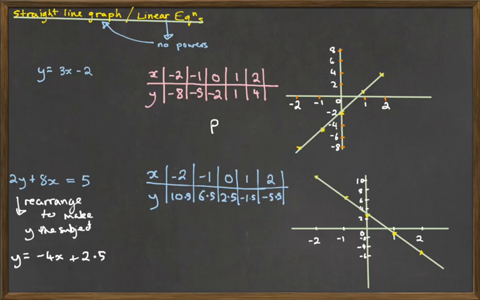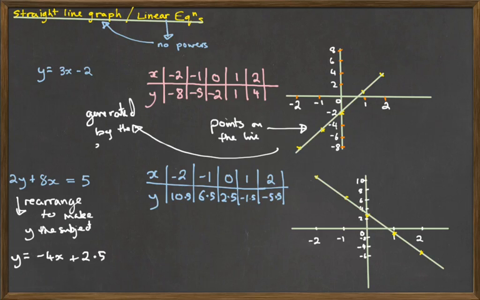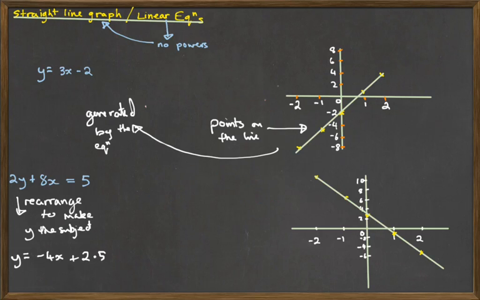Okay. Now, the key thing that I really want you to get out of this video is the relationship between the equation and the graph that we've produced. So all points on the straight line can be generated. They come from the equation. They're generated by the equation. So all points on the line are generated by the equation. I really want that clear, the relationship between the equation and the straight line graph.